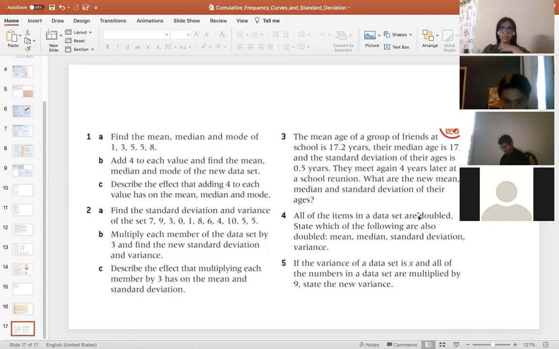Number 4. All of the items in a data set are doubled. State which of the following are also doubled: mean, median, standard deviation, and variance. Does anyone want to jump in?